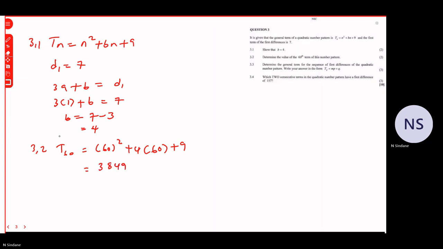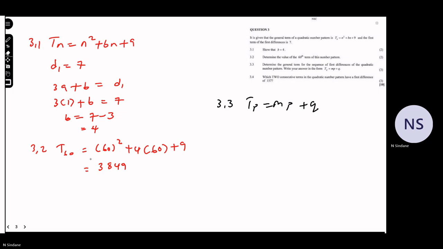Now let's go to the next question, which is 3.3. They want us to determine the general term of the sequence of the first difference of the quadratic number pattern. Write your answer in the form Tp equals mp plus q. So they want the linear pattern here. Remember, the first difference will always be the linear pattern.